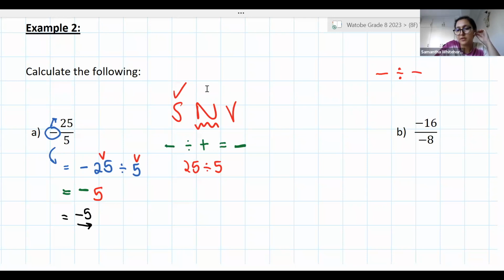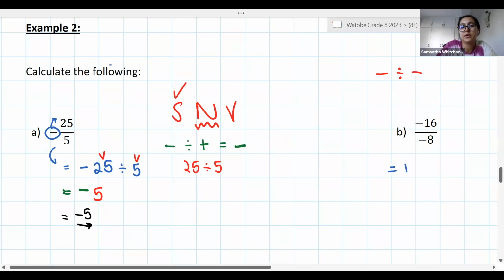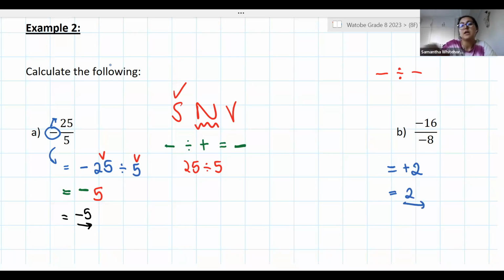Right, hands up. Who wants to give me an answer? Dal, answer? Yes, ma'am, because we have 2 negatives, it's going to become a positive, and 16 divided by 8 is 2, so it is positive 2. Perfect. Thank you, guys. Exactly, a negative divided by a negative is a positive. You don't have to write the positive there, but just bear in mind that your answer is positive.